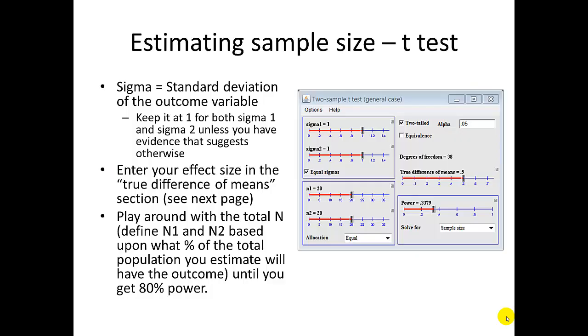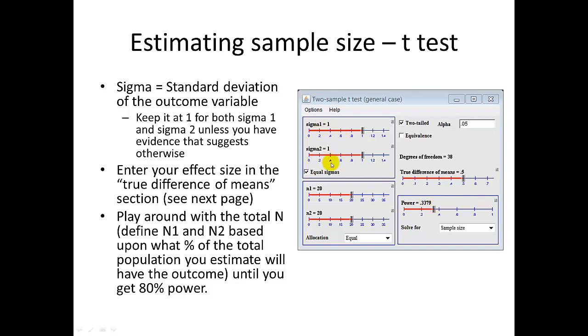This is what you will see when you first open it up. We'll see sigma 1 and 2, N1, N2. There's a 2-tailed checkbox, alpha 0.05, which we'll always leave there unless you deliberately want a different one. And then an important one here is the true difference of the means, which I'll talk about more later. And then finally the power.